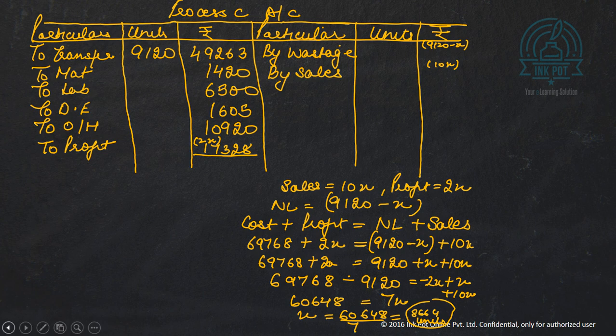Now the wastage is, let's calculate the wastage now. We all know that wastage is sold for 1 rupee per unit, and the units of wastage are 9120 minus 8664, 9120 minus x, it is 456 units. So 456 units I am writing here, and the value is also 1 rupee 456, right? Units of sales are 8664 into 10, 86640, right?